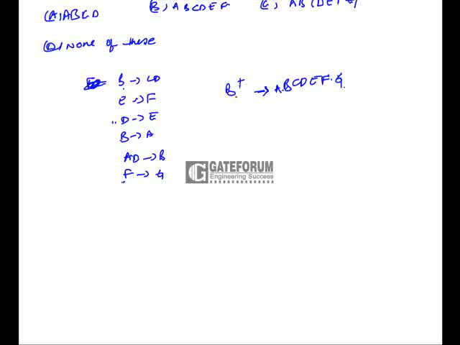So here the closure of B is A, B, C, D, E, F, G. That is, we can derive all the attributes from B. So we can say B is one of the candidate keys. So here the correct option is C.